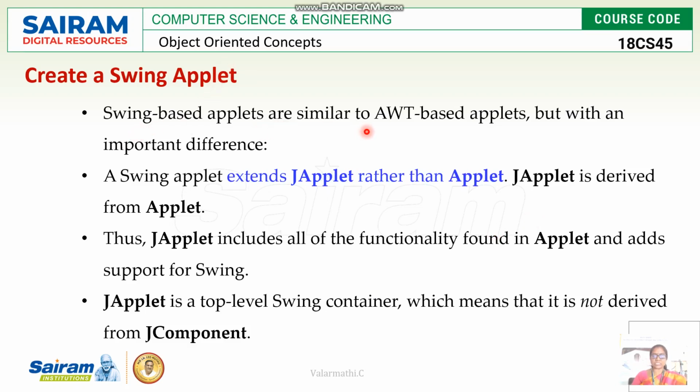Swing-based applets are very similar to AWT-based applets. The only difference is that it extends JApplet instead of Applet, so the prefix J is added here. This JApplet is a top-level Swing container which is not derived from JComponent. Normally in Swing, all the containers are derived from the root class JComponent, but JApplet is not derived from JComponent. So it has a separate class, JApplet.